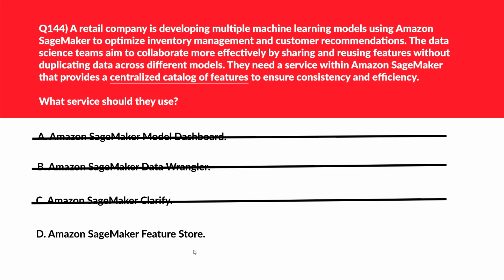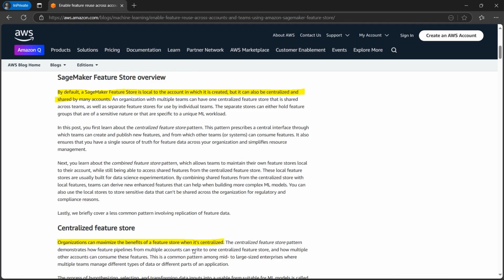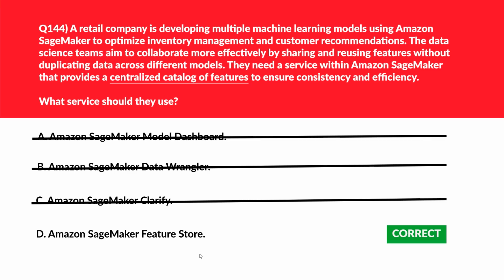D says SageMaker Feature Store. SageMaker Feature Store is designed to provide a centralized catalog of features, allowing teams to share and reuse features efficiently, ensuring consistency and reducing duplication across different models. So that being said, it is the correct answer. And if you look at the official documentation, it's mentioned that by default SageMaker Feature Store is local to the account in which it is created, but it can also be centralized and shared by many accounts. And organizations can maximize the benefits of a feature store when it is centralized. That's what is required. We'll lock option D as the correct answer.